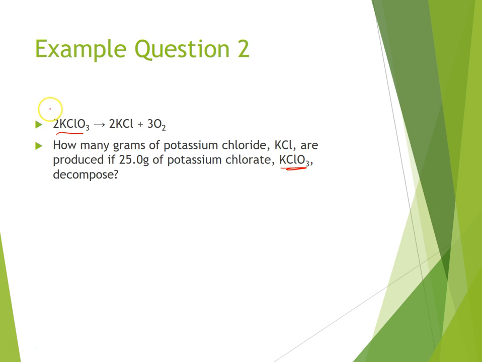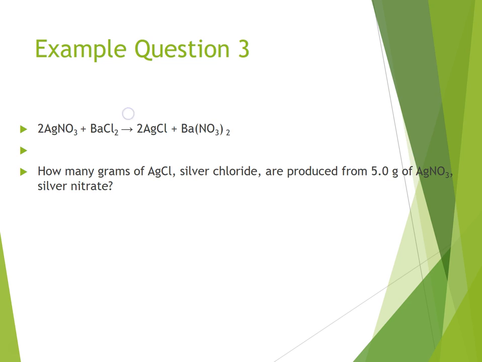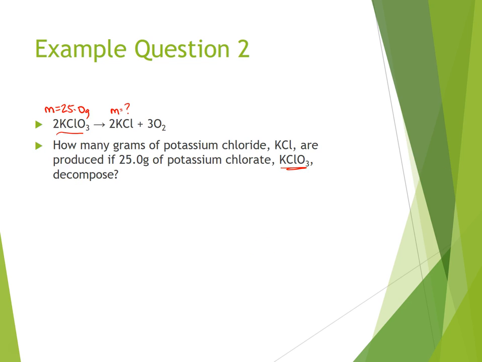So I have a mass of that. I'm going to put that here because I don't have space underneath. My mass is 25 grams of potassium chlorate, and I want to find the mass of potassium chloride. We have a mass, we have a formula, which means that we must be able to find our molar mass. So we're going to have n = m/Mr.